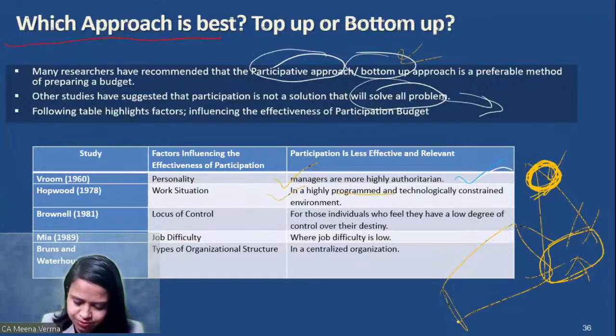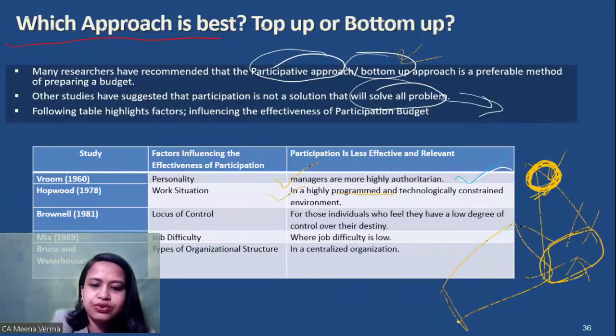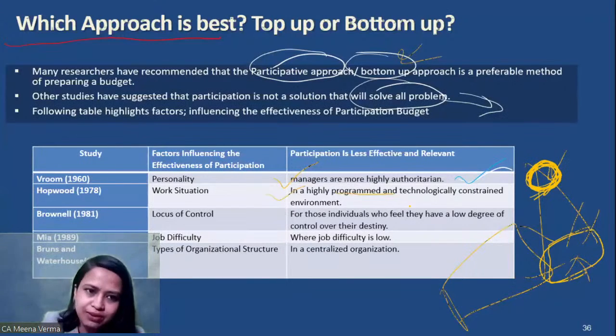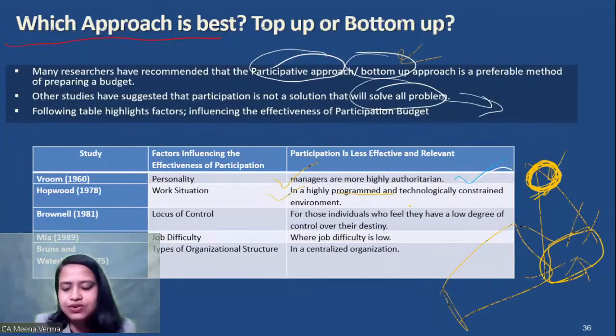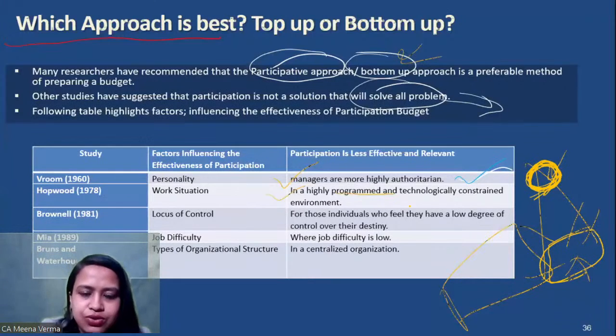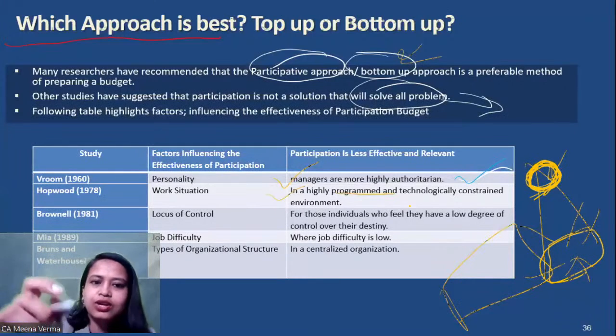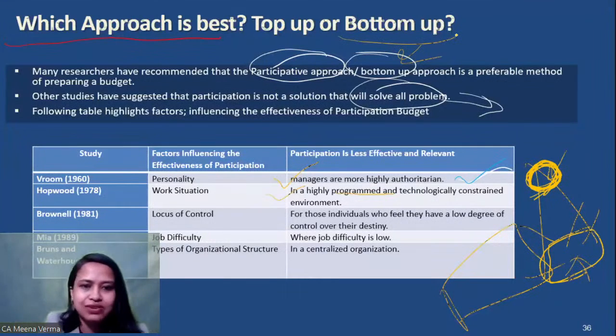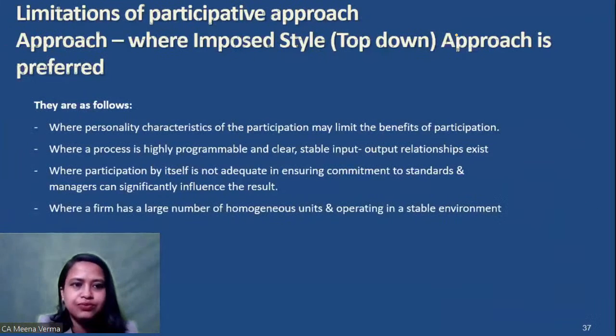So for them, we don't need it. Similarly, locus of control: for those individuals who feel they have a low degree of control over their destiny, this is also not good. Where the job difficulty is low, it is not good. And in a centralized organization, it is not good. If you want to apply this participative budget approach, you need a decentralized organization, which means teamwork. Everyone should be involved in preparing the budget.